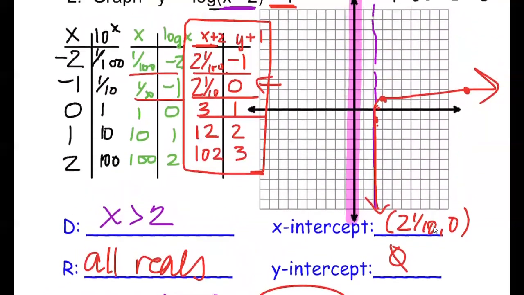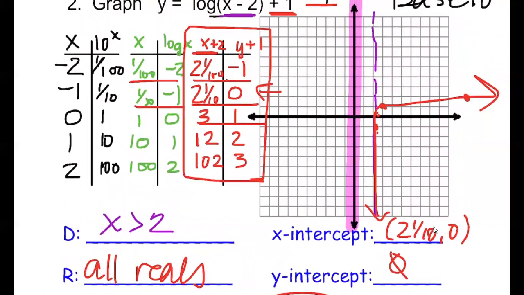Okay, so there's my graph. Those are my points. You will be expected to be able to calculate the points, and this is kind of how I expect you to do your homework tonight. Okay.